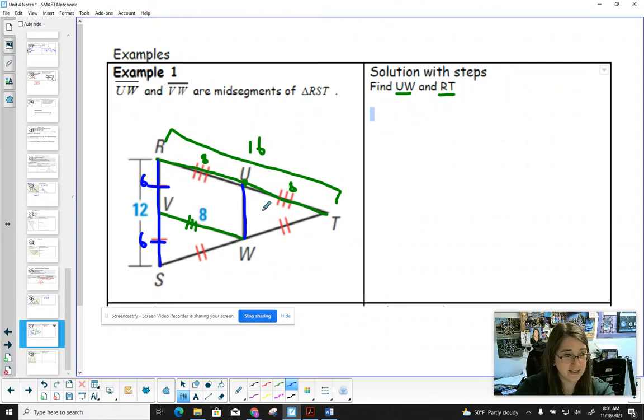Again, what ends up happening is it's going to equal 6 as well, right? The whole thing is 12, 6 and 6, 6. Yeah? The whole thing is 16, 8 and 8, 8. That pattern will follow. So we actually have all the answers here. And I want you guys to practice identifying these pieces. So write down on your notes there, what's UW and what's RT? We have the answers. I just want to make sure you can practice identifying them from your picture. UW is 6 and RT is 16. All you had to do is identify them.